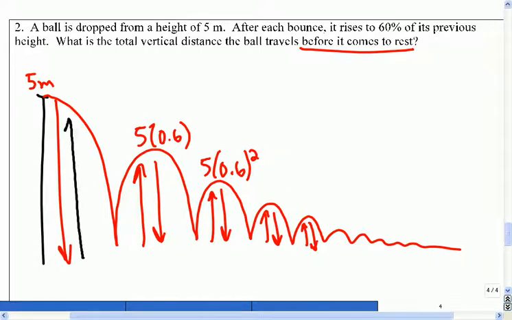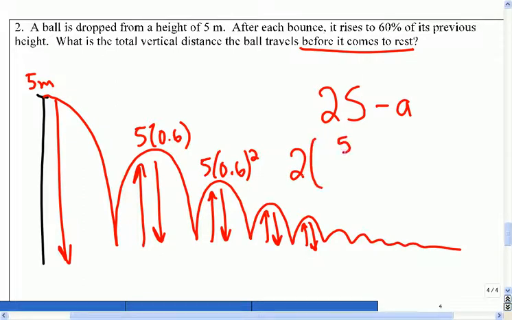It never happened here. So what we discussed in our lesson on this was it's like I have twice the infinite sum, but then I've added this black arrow here which doesn't belong. So what I have to do is subtract that black arrow, and then I only end up with the picture like it's supposed to be. So for this scenario, it will be 2 times 5 over 1 minus 0.6 minus 5. Which is 20 meters.